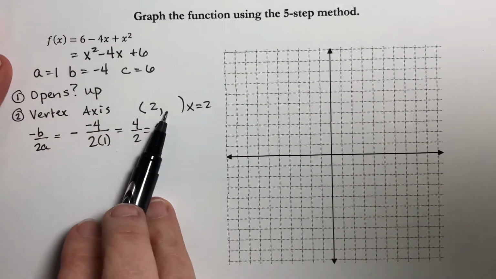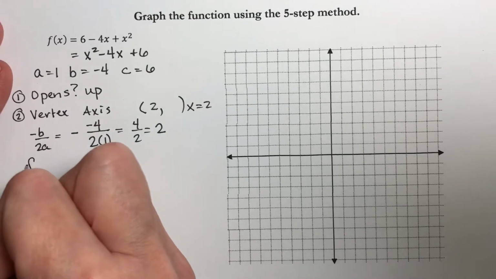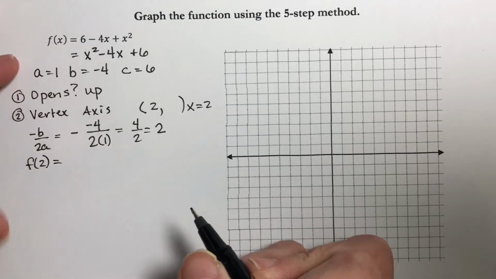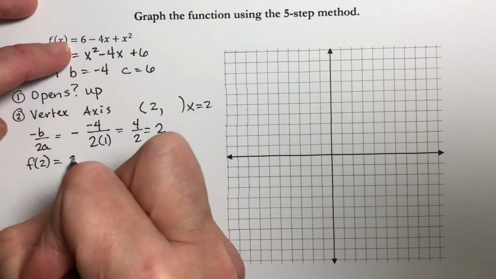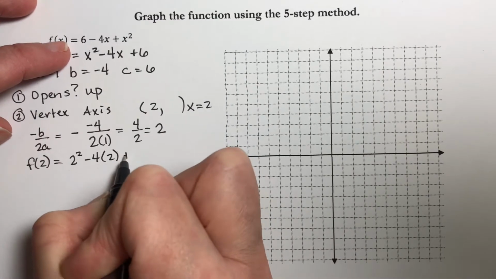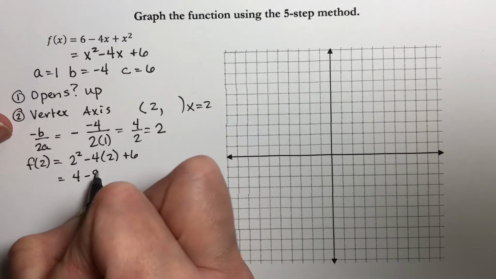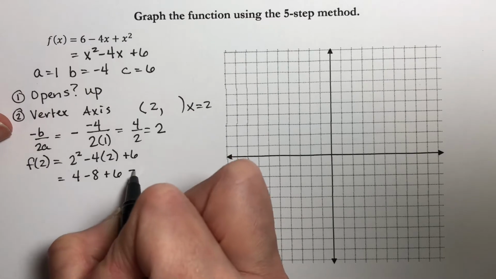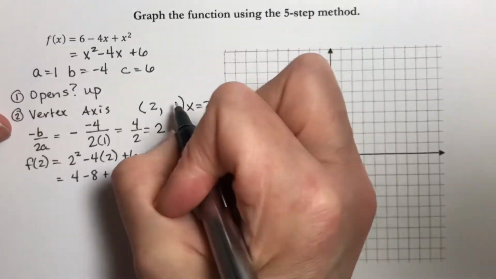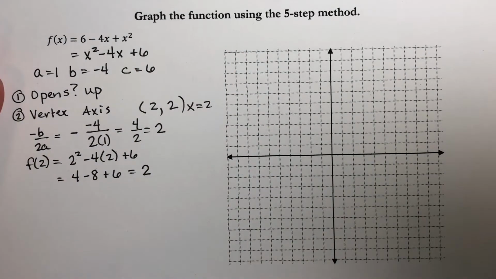Now I just need to find the y value that goes along with it. So I need to find f of 2. So that is 2 squared minus 4 times 2 plus 6. 4 minus 8 plus 6 is 2. So the vertex is the point (2, 2), and the axis of symmetry is x equal to 2.